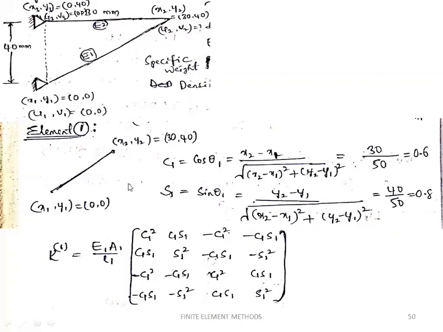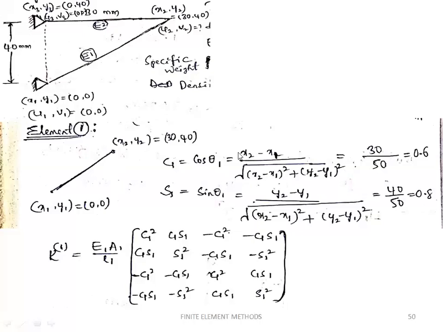Let us assume the element has an angle with respect to the horizontal, which is called theta 1. So you need to find cos theta 1 and sin theta 1. If you form the right angle triangle here, cos theta is the adjacent by the hypotenuse. The adjacent side is x2 minus x1, divided by the hypotenuse, which is the square root of (x2 minus x1) whole square plus (y2 minus y1) whole square.